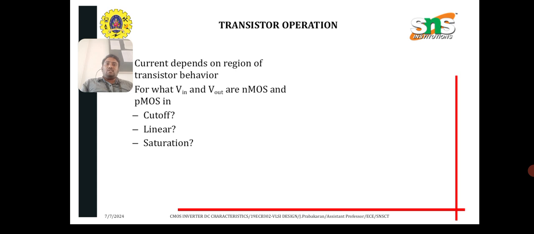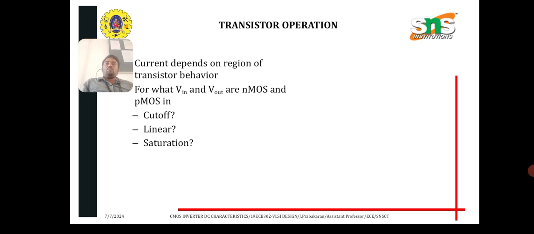Next, we will discuss the transistor operation. Already you know the transistors are fundamental components in electronics, crucial for amplification and switching applications. Their operation depends on the type of transistor, such as bipolar junction BJT or field effect transistor, and the configuration in which they are used: common emitter, common collector for BJT, or enhancement, depletion mode for FET. First, I will give the overview of BJT operation.